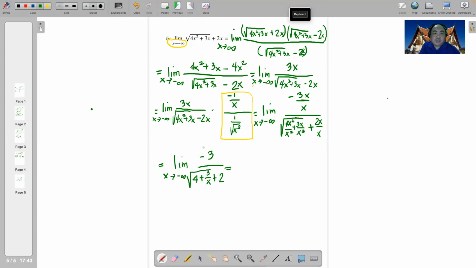So now, using the preliminaries that we learned earlier, this is just equal to 0. And so we have negative 3 divided by the square root of 4, which is 2, plus 2. Or this is negative 3 quarters. And there you have it.